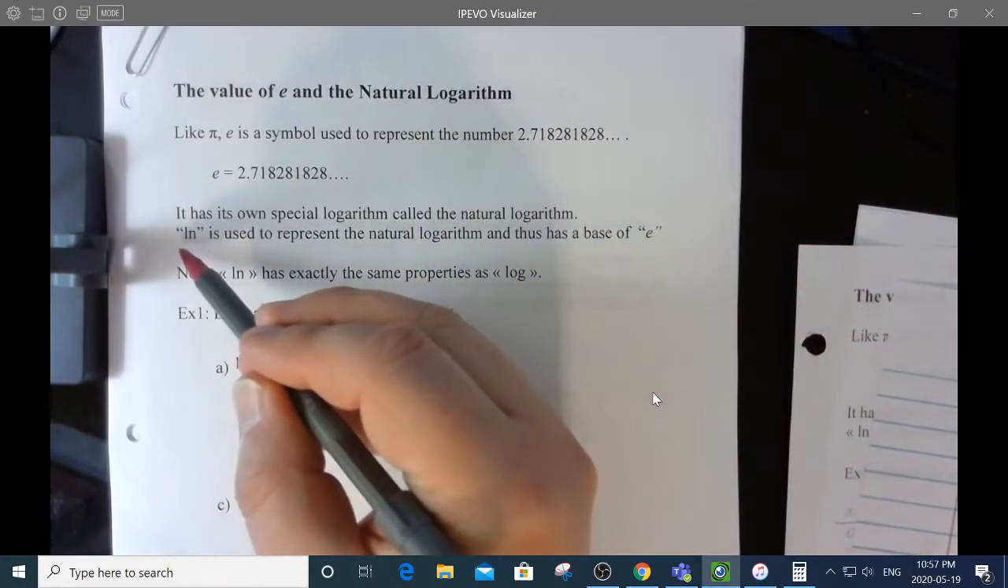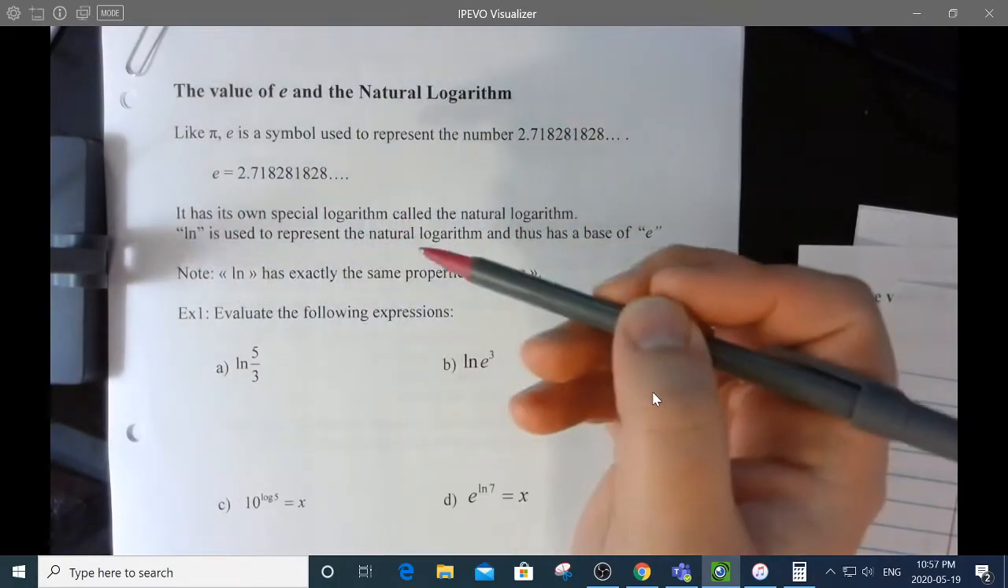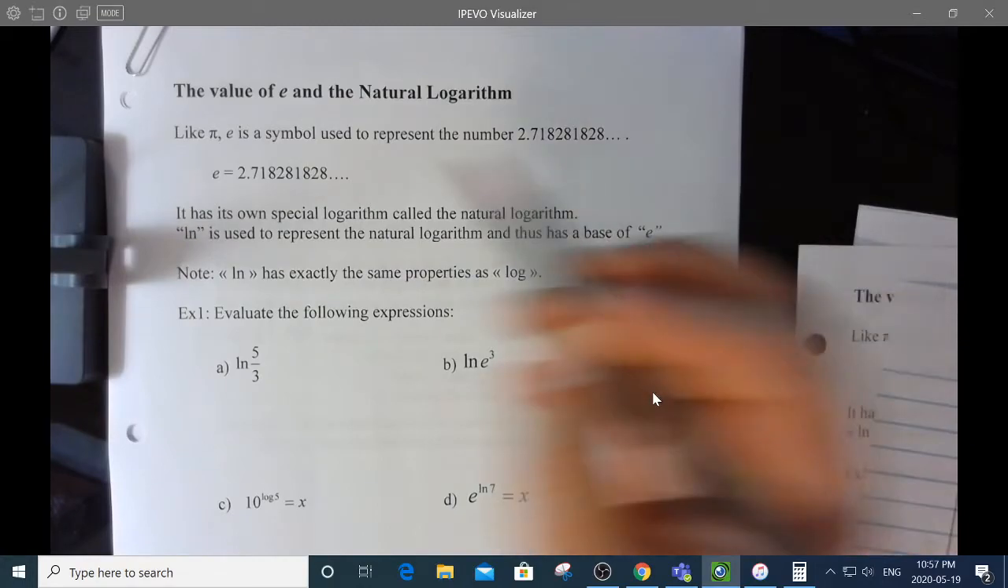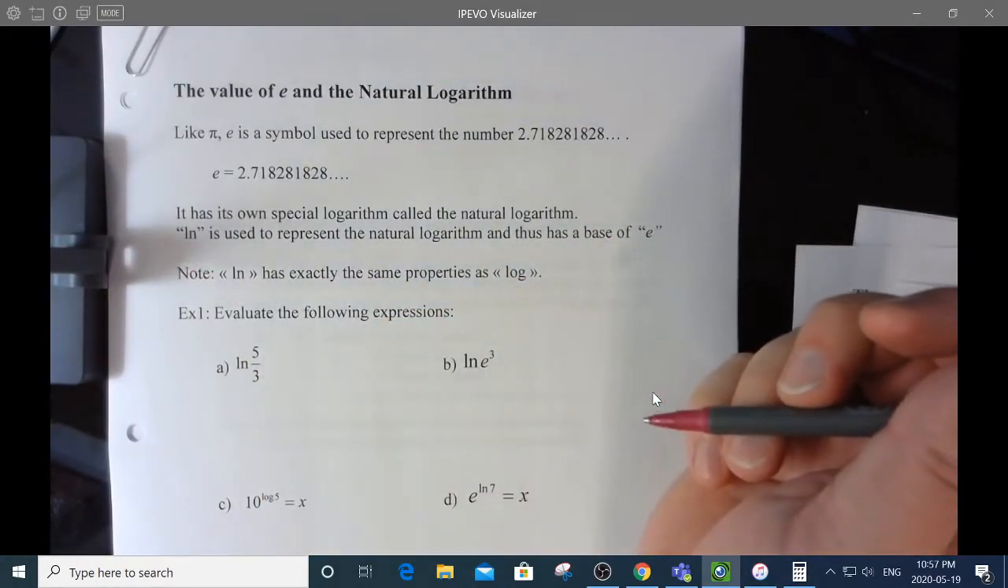So you'll hear me say ln instead of log. But ln is the natural logarithm, and as soon as you see the symbol, you know that the base is e, so you don't have to actually talk about it.